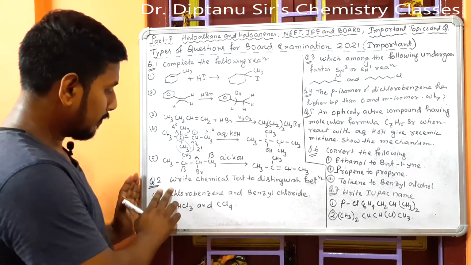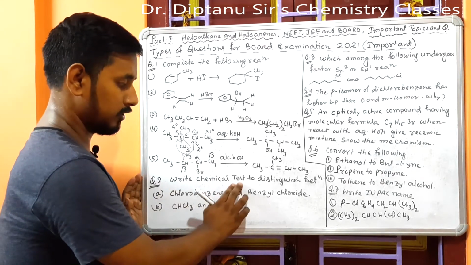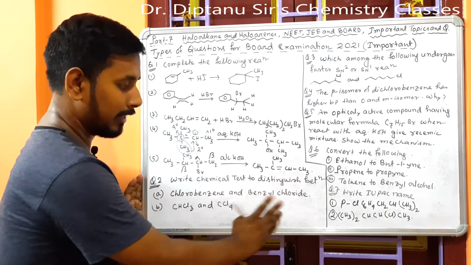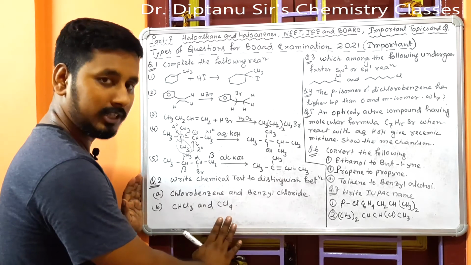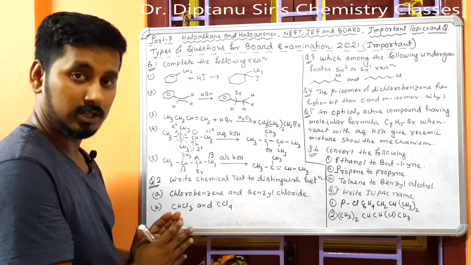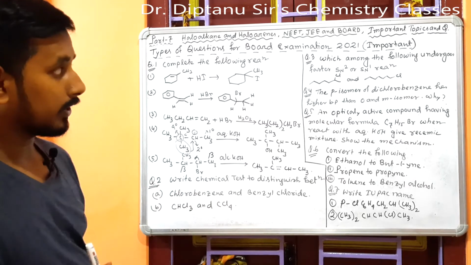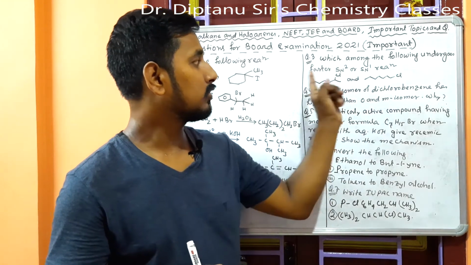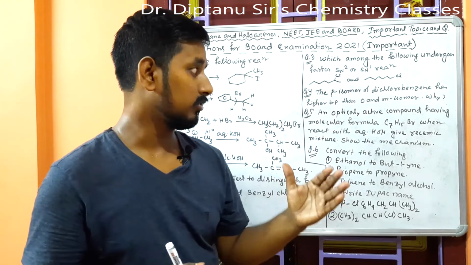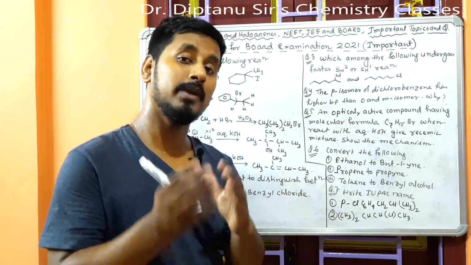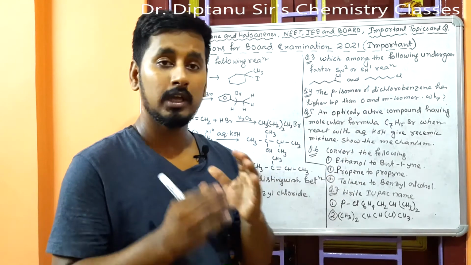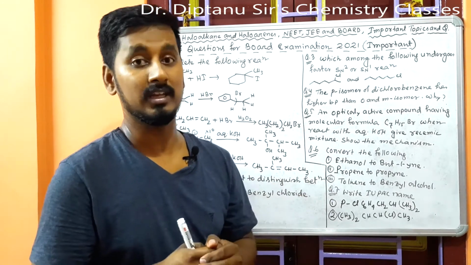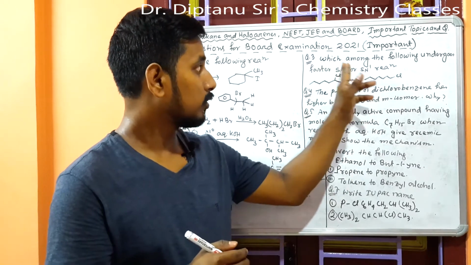After that, the question may be like: write a chemical test to distinguish between the pairs, like chlorobenzene and benzyl chloride, chloroform and carbon tetrachloride. These types of questions may be asked in your board examination. Now after that, which among the following undergoes faster SN1 or SN2? They may also ask which among the following shows retention of configuration or inversion of configuration. This type of question may be asked.